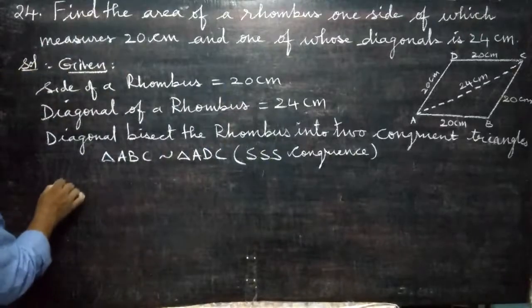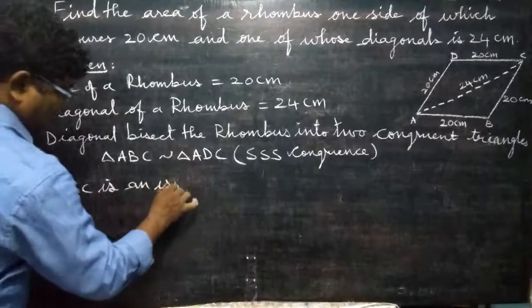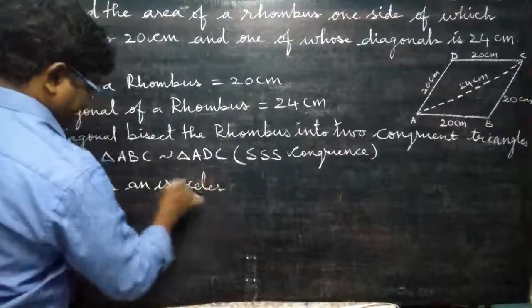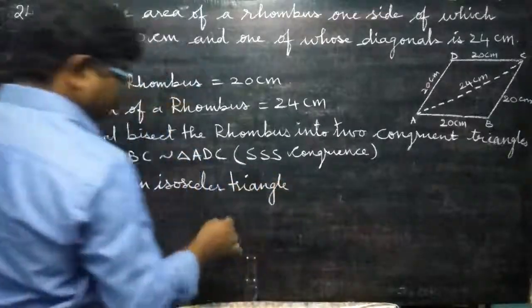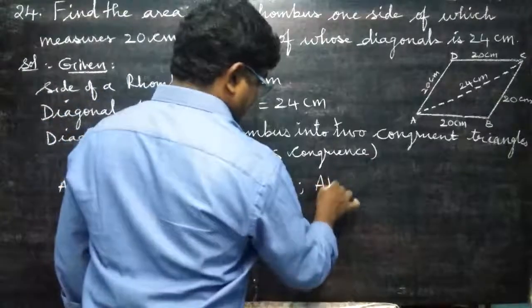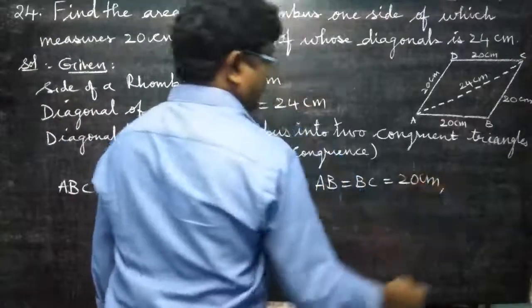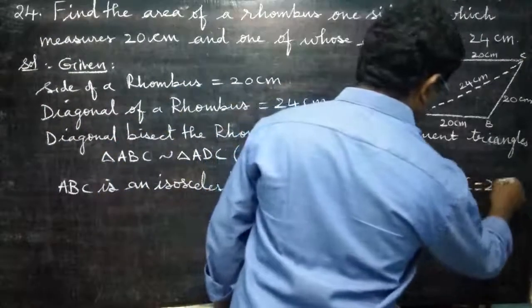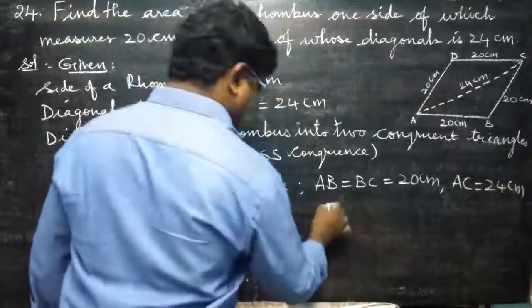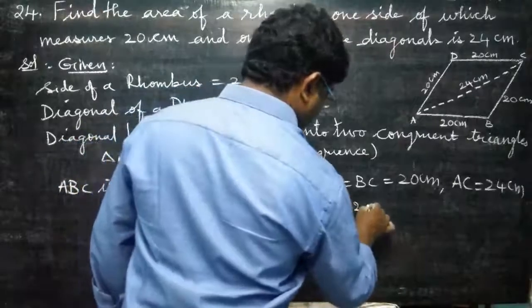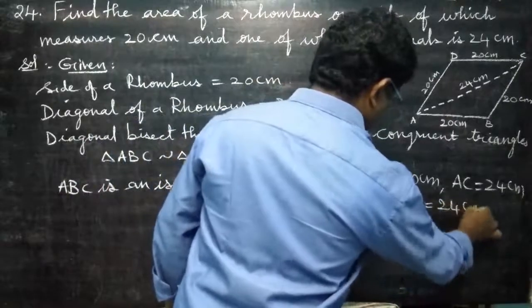So now ABC is an isosceles triangle. Name also you have to mention. Why it is an isosceles triangle: AB is equal to BC, that is equal to 20 centimeters, and AC is equal to 24 centimeters. Means we will think this as a equal to 20 centimeters and b as 24 centimeters for formula sake.